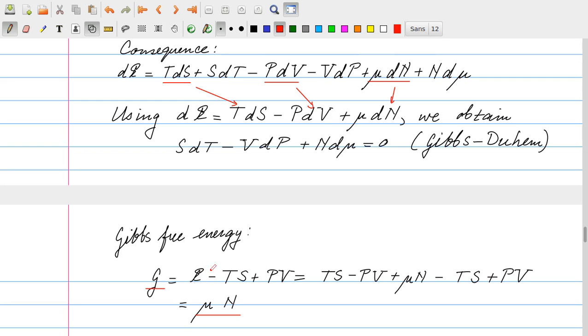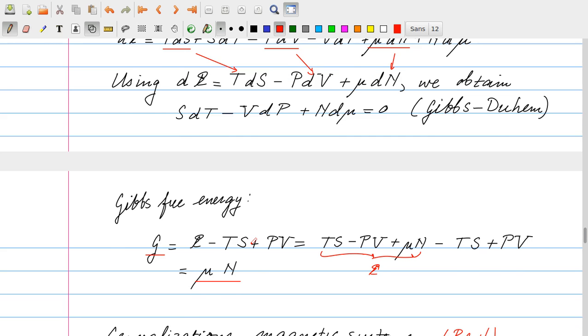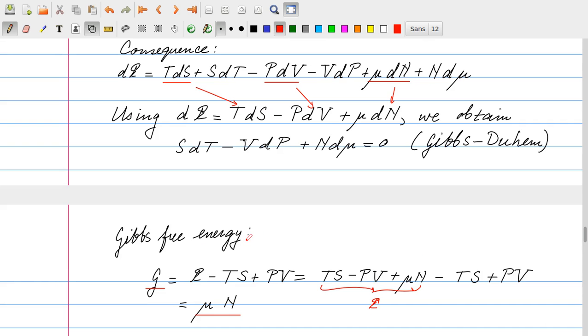And so using the Euler relation, we can replace E by TS minus PV plus mu N. So the first three terms here are equal to E due to the Euler relation. And then we had these other two terms, minus TS plus PV, and so they cancel against these two, and we are left with mu N. So we see that the Gibbs free energy G can be written as mu times N. It's N times the chemical potential.